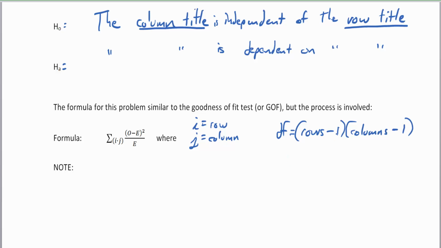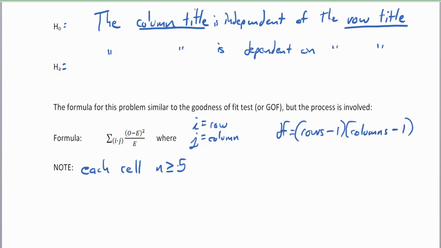Okay, so you multiply those two together: rows minus 1 times columns minus 1. And a little side note, each cell has to have at least 5 responders in it. I call that the Family Feud rule, where you just can't have one category, or one cell in your chart, with less than 5 people that said that they do that amount.